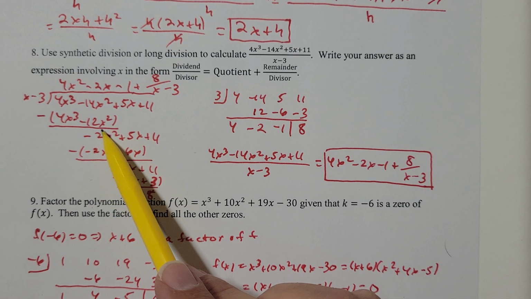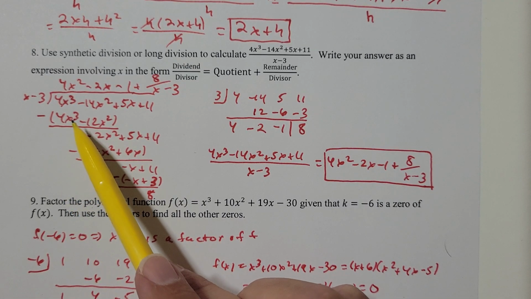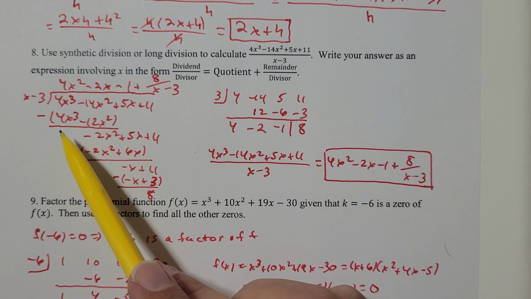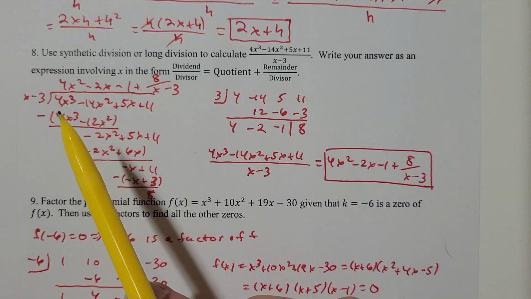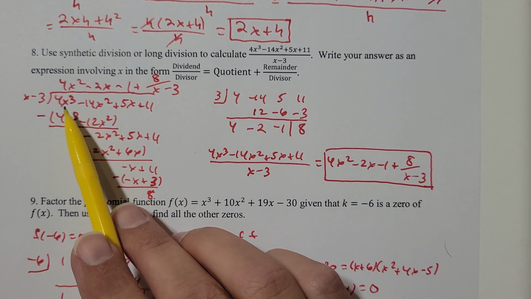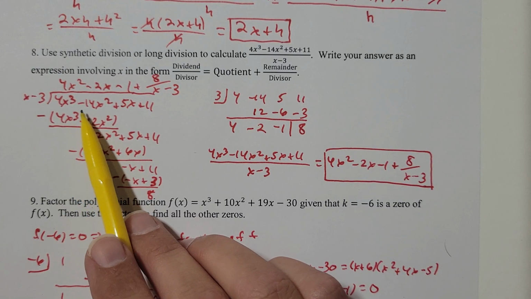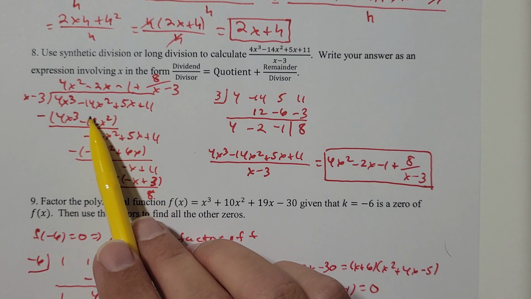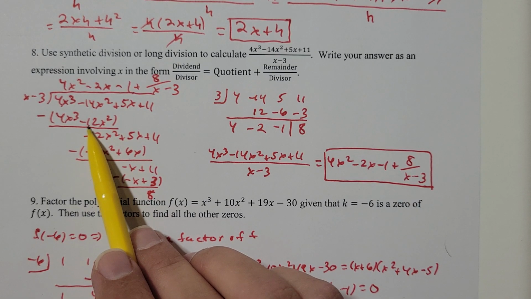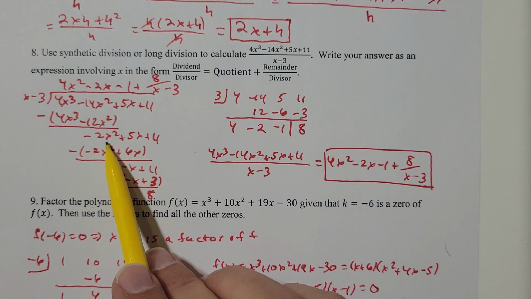12x squared. I'm supposed to subtract those expressions. By the way, that's a common mistake in these division problems, is that students will be adding those. Don't ever do that, because then you'll be led to a wrong answer. You're subtracting everything. 4x cubed minus 4x cubed, that's 0. Here's a negative 14x squared plus 12x squared is negative 2x squared.